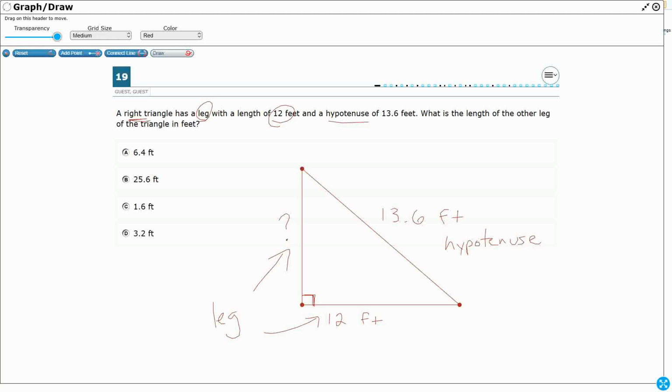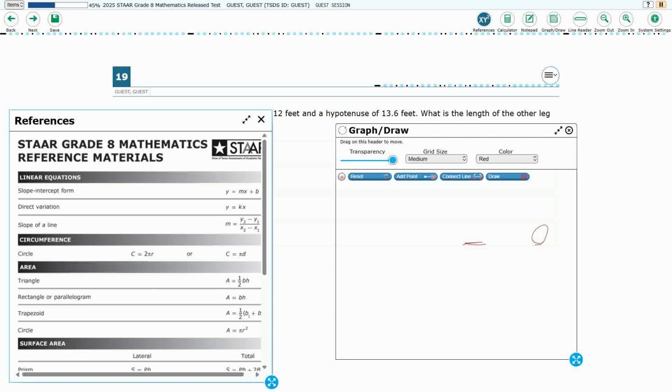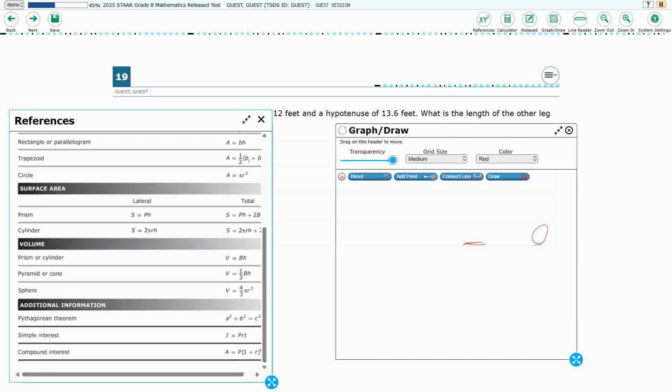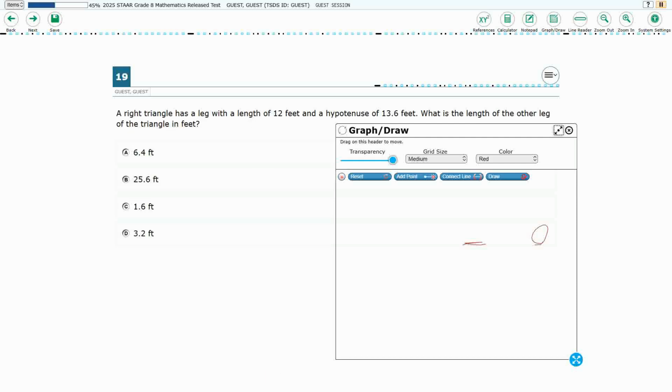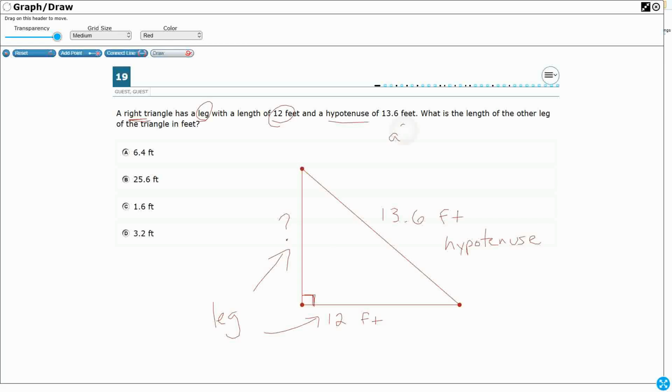Now, if that's all the information they give us, we need to know that when we're dealing with a right triangle, we are going to our Pythagorean theorem. If we go all the way down to the very bottom of our reference sheet, we will see the Pythagorean theorem. It doesn't say anything about a right triangle, so you need to know that before you come into this problem. A right triangle has this relationship where a squared plus b squared equals c squared. These two are your legs, and that's your hypotenuse.